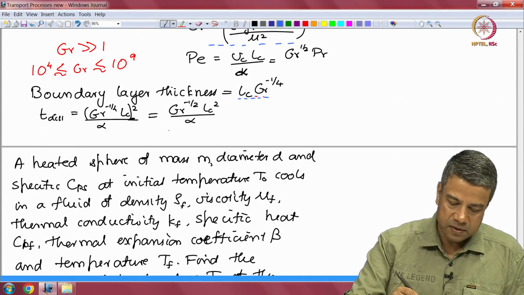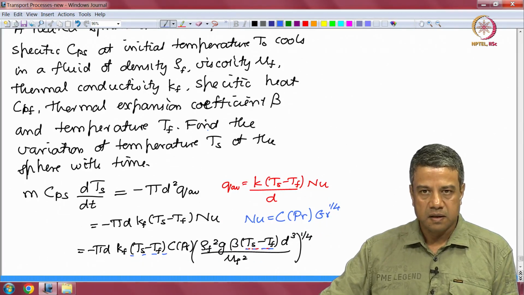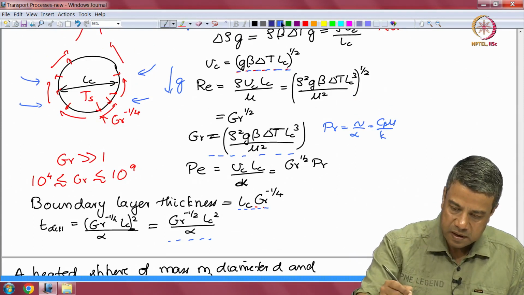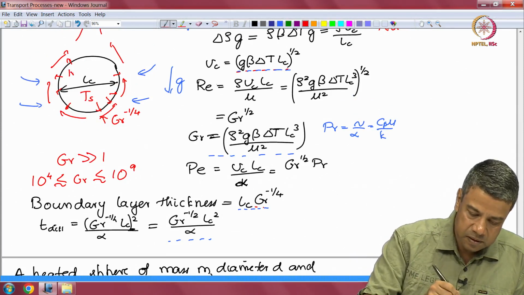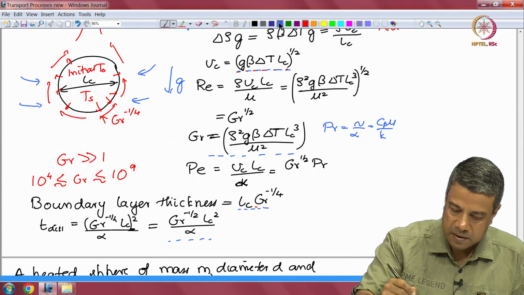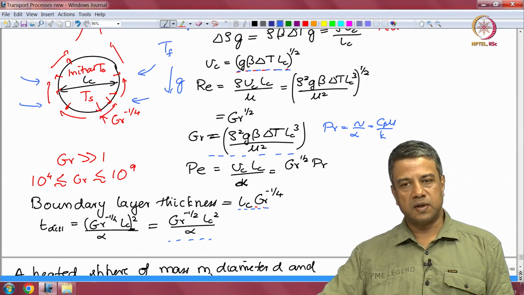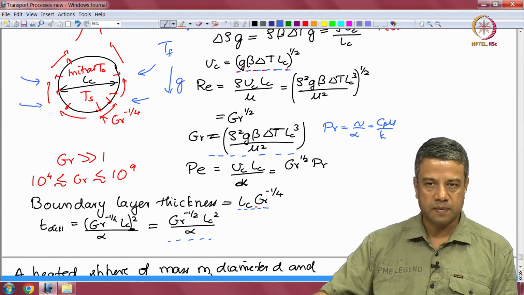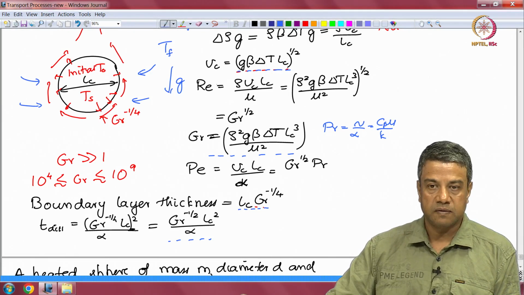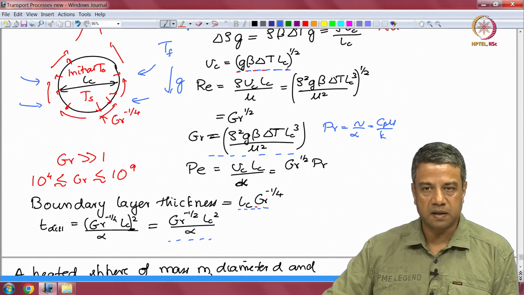And the diffusion time goes as Grashof number power minus half times Lc square. So, I had solved the problem of a heated sphere, with initial temperature T naught, in a fluid kept at temperature Tf far away. And we were trying to examine how that sphere would cool with respect to time. As it cools, the temperature difference decreases and therefore, the buoyancy force decreases. That has to be incorporated in the calculation.